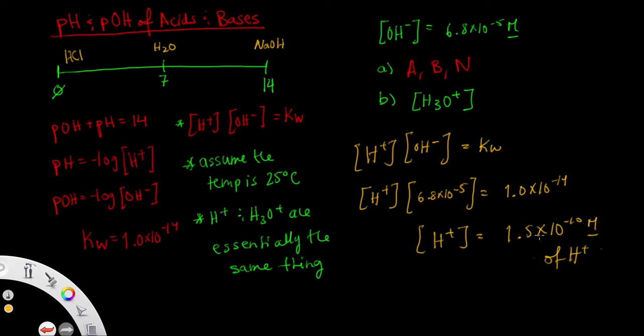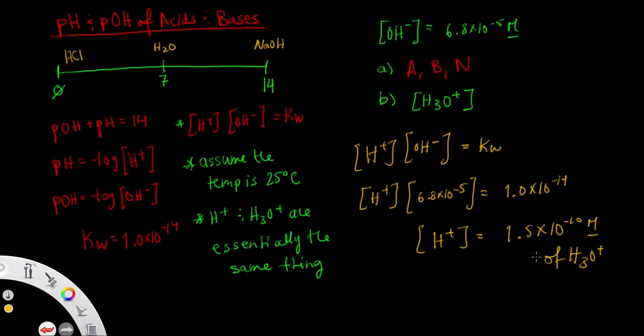So what can we do with this information? Well, with this information, we already solved part B. We already solved our H plus concentration, and remember, based off of this assumption, H plus and hydronium are essentially the same thing. So if this amount of H plus is there, the same amount of hydronium will be there. And I guess because the question asks for hydronium, we can rewrite our H plus as H3O plus.